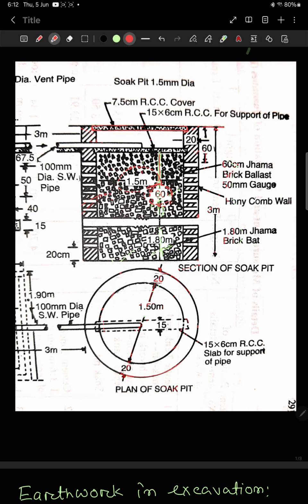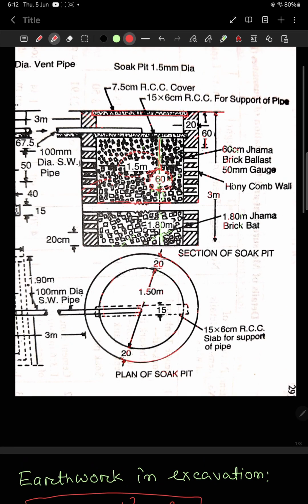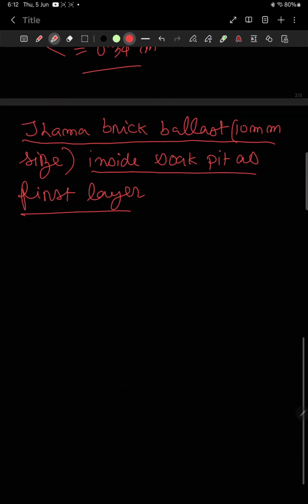Again, we know the inside to inside diameter, which is 1.5, and the height of the first layer is 0.6. So inside to inside diameter is 1.5 and the height is 0.6. So we can easily calculate the volume, which will be equal to pi by 4 d square into h.